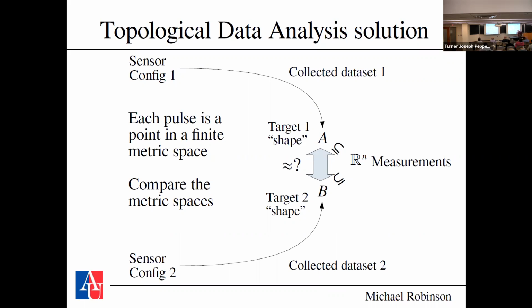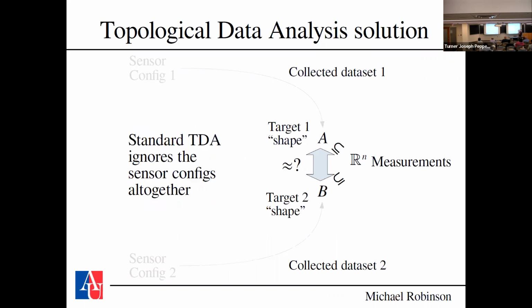Think of the image of your sensor configuration, i.e. the raw data in some high dimensional space. Think of it as a finite metric space, finite because you've collected finite samples, and ask how far apart are those in some reasonable sense. Okay, that seems reasonable enough given the fact that we don't have control on the sensors. And in fact, the standard topological data analysis workflow using persistent homology effectively ignores the sensor configuration spaces altogether.